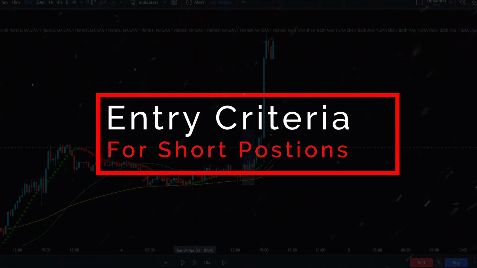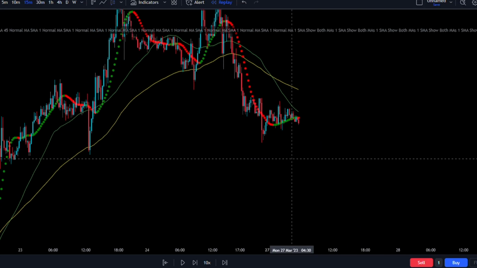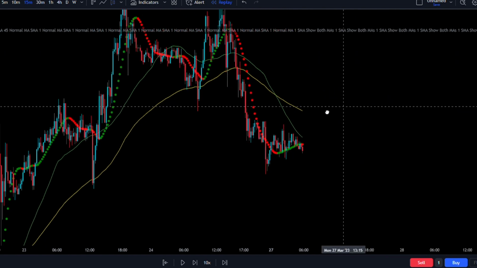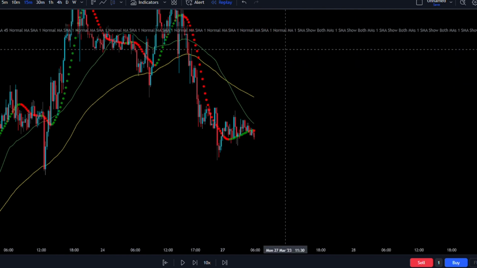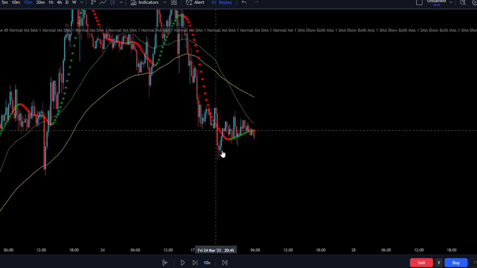Now I'm going to break down the sell criteria. Okay, so this is your sell criteria when looking for a short. First, we need to make sure we're below the moving averages, signifying we're in a sell structural market. And secondly, we're going to wait for a new entry signal to occur by the green circles changing to red.